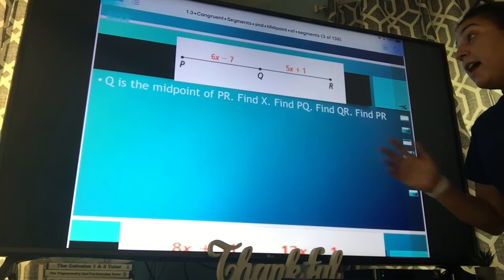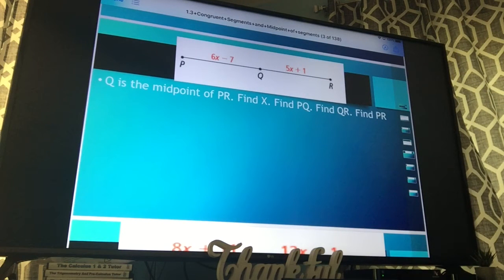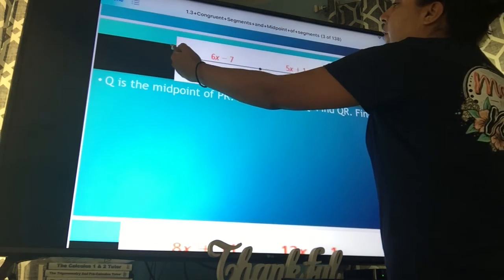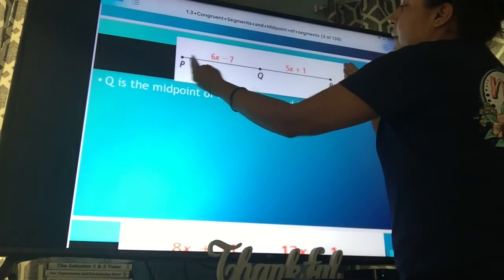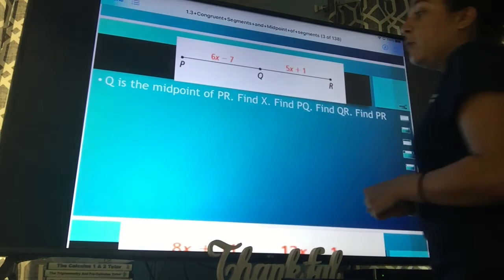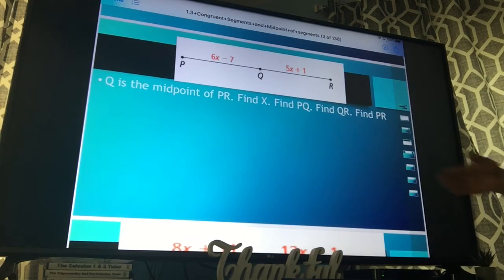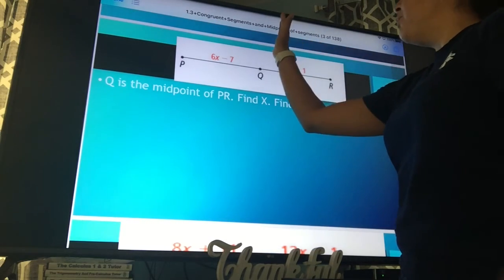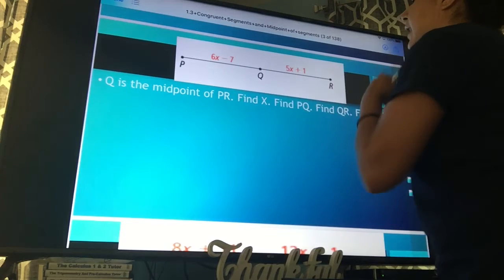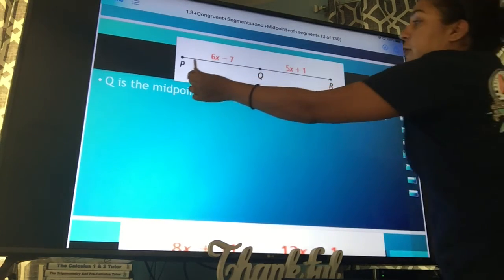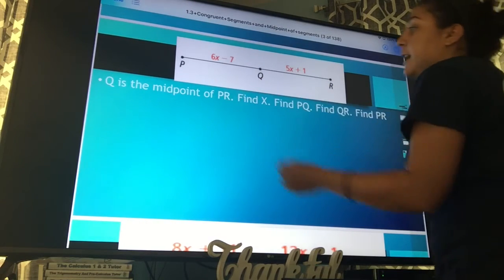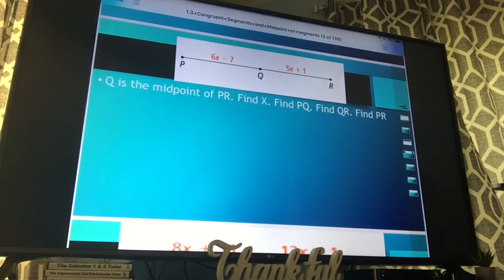So midpoint means halfway. Looking at this next one, it says Q is the midpoint of PR. So we have the whole entire line segment PQR. We know that midpoint means the halfway point. So if we split this segment exactly in 2 pieces, this is half and this is exactly half. It says find x, find PQ, find QR, find PR. So it wants you to find x, the length of this segment, and the entire segment.